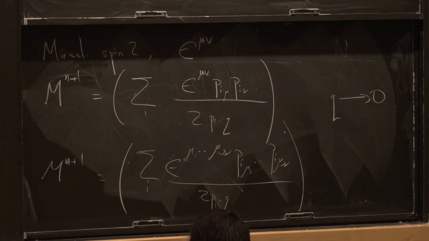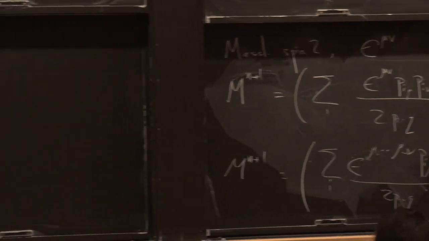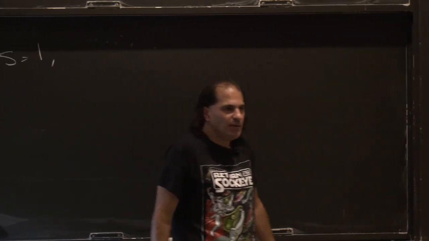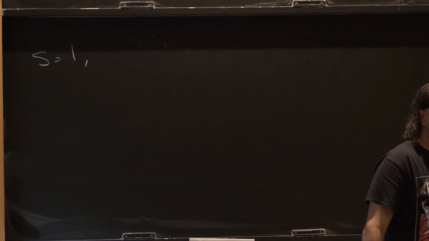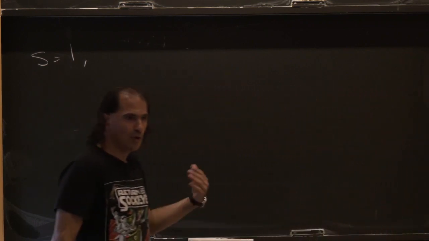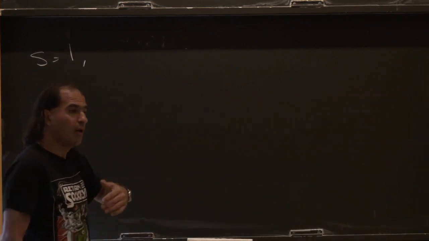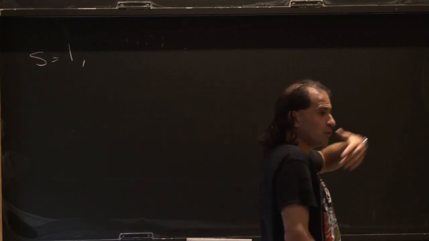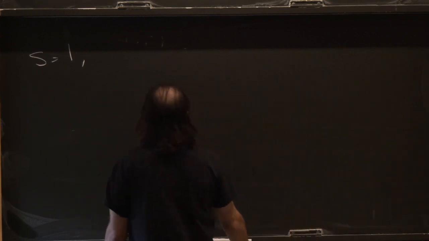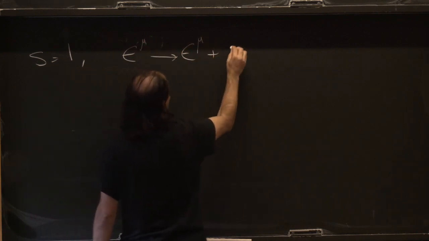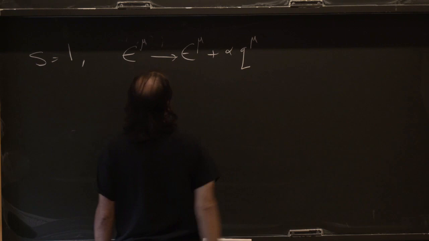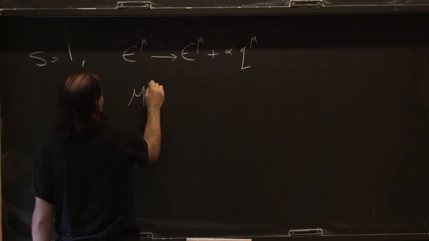But now we have to input our physical condition. Let's say I go back to spin 1. I know that these polarization vectors are not invariant things. If I do a Lorentz transformation, I won't come back to the same polarization vector. I'll go into it plus something proportional to its momentum. So that means that if I take epsilon mu and I shift it by epsilon mu plus anything times q mu, the amplitude had better be invariant.